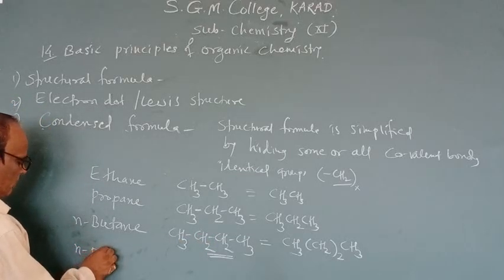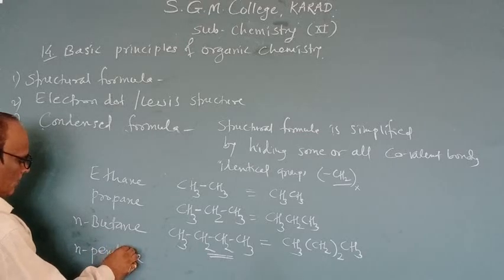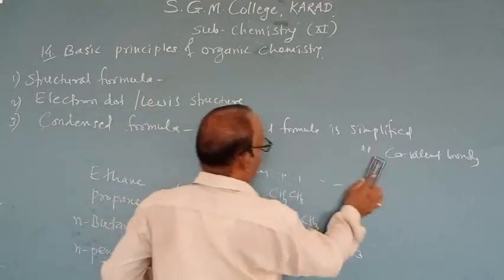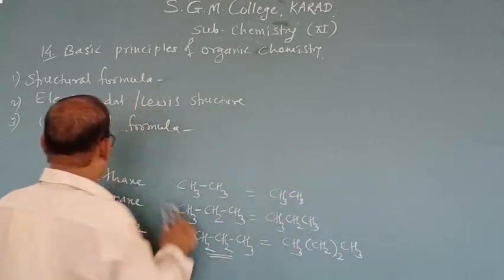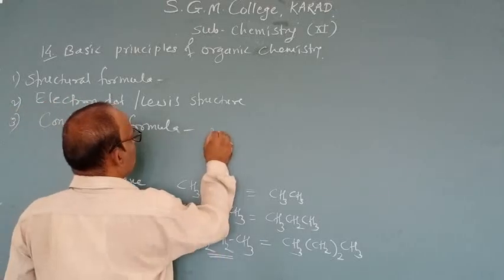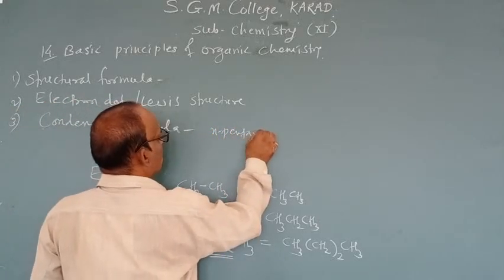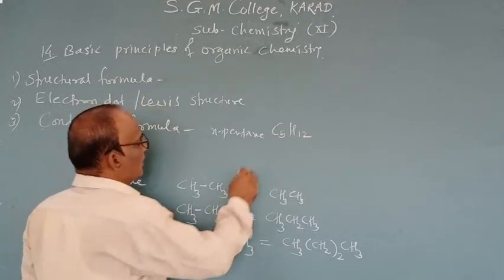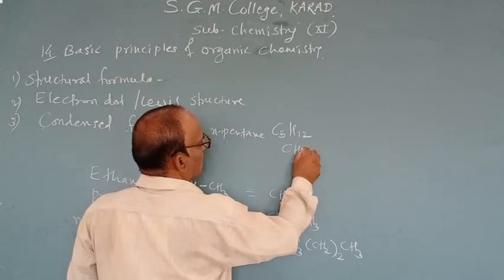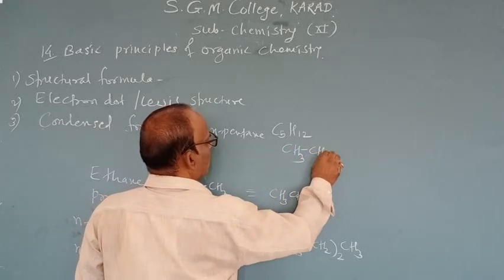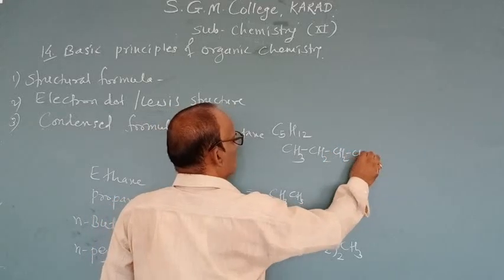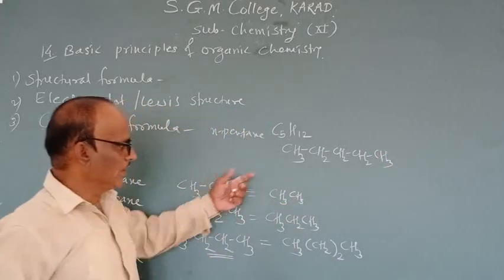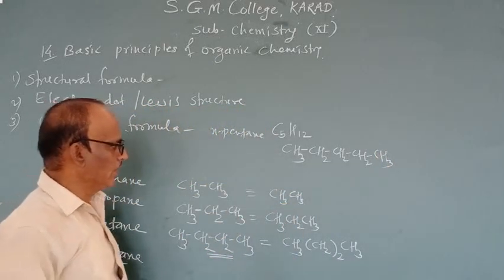Take one more example, n-pentane. Pentane means 5 carbon atoms. In pentane there are 5 carbon atoms, molecular formula C5H12. The structural formula with bonds can be written as CH3, CH2, CH2, CH2 and CH3. The first and last carbon have 3 hydrogens, and the middle carbons carry 2 hydrogen atoms.